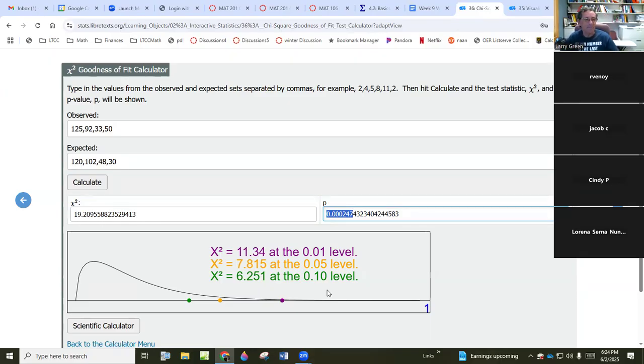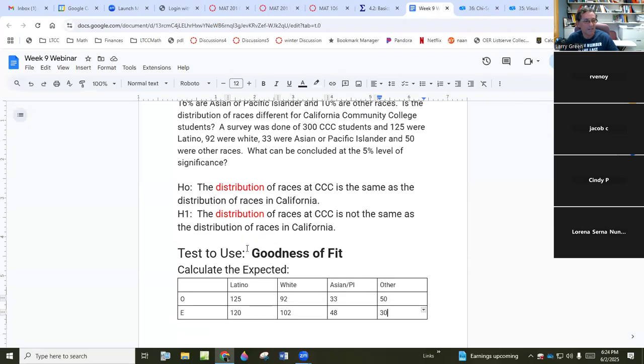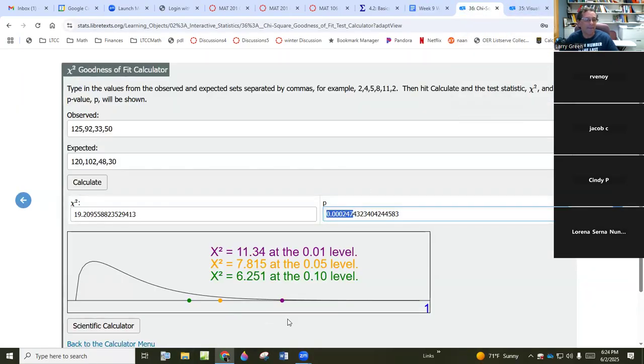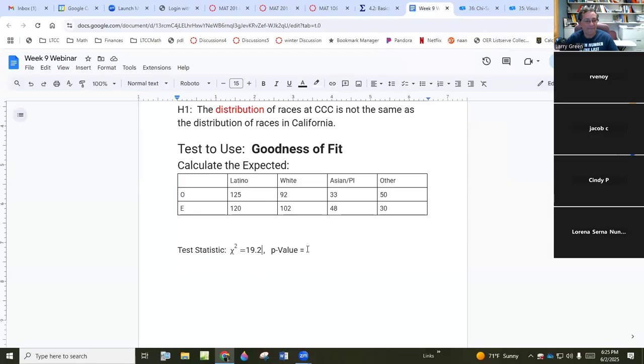Okay. So now what we're going to do is write down what chi-squared and p are, 19.2. I'll leave it as that. And our p-value was 0.000247. Any questions on that?